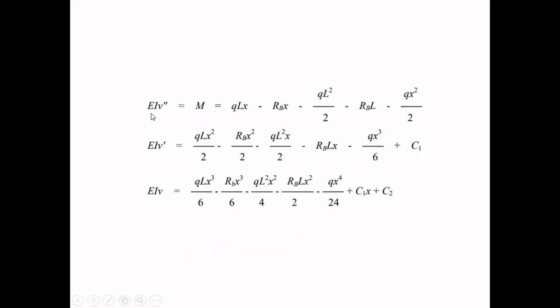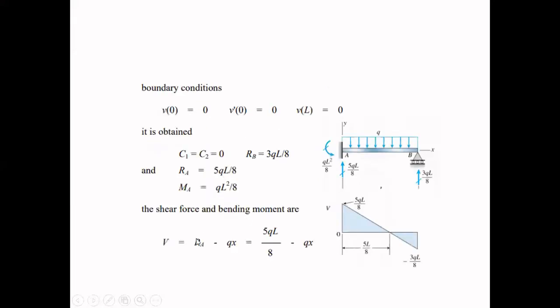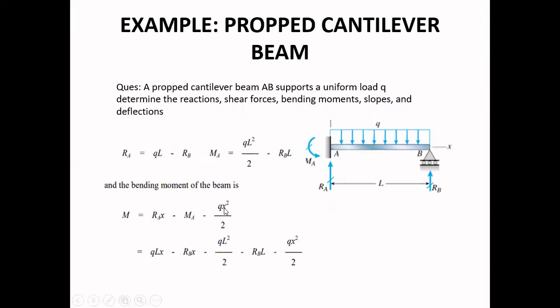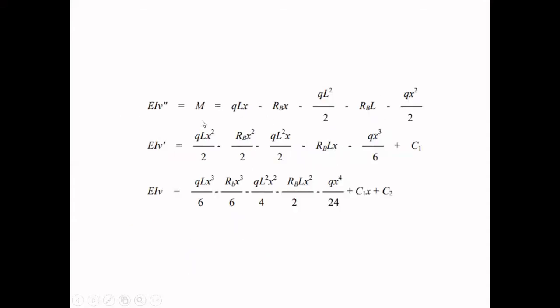So it will be like this: EI v double dash will be equal to M, and the value of M that we have calculated over here, we'll substitute this value into this equation. Similarly, if we integrate this equation again, this will be EI v dash, and the equation will become like this.